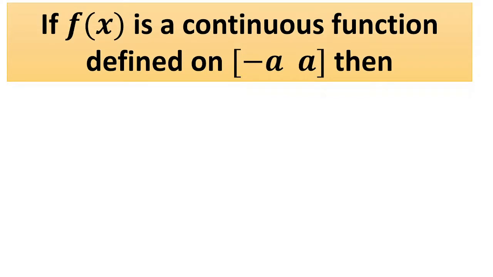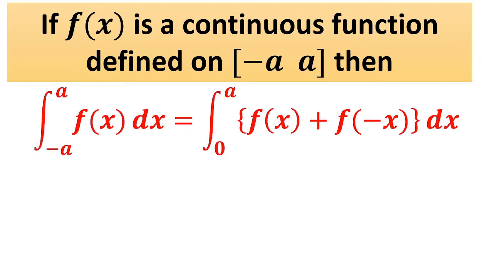Let us move on to the next interesting property. If f of x is a continuous function defined on minus a to a, lower limit is minus a, upper limit is a, like minus pi to pi, minus pi by 2 to pi by 2, minus 2 to 2, minus 3 to 3 and so on, then the integral from minus a to a of f of x dx is integral 0 to a of f of x plus f of minus x dx. Here please observe that the limit from minus a to a is being sliced into half of it, that is 0 to a.